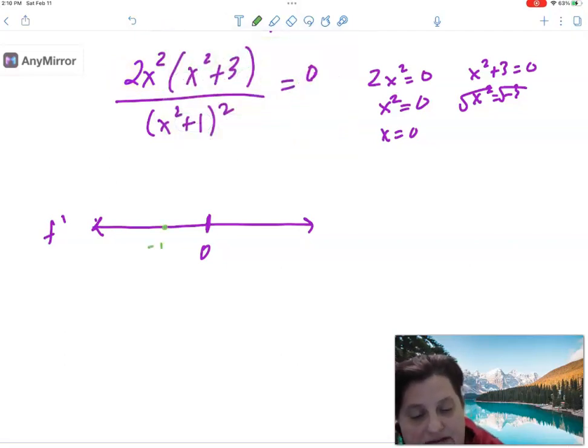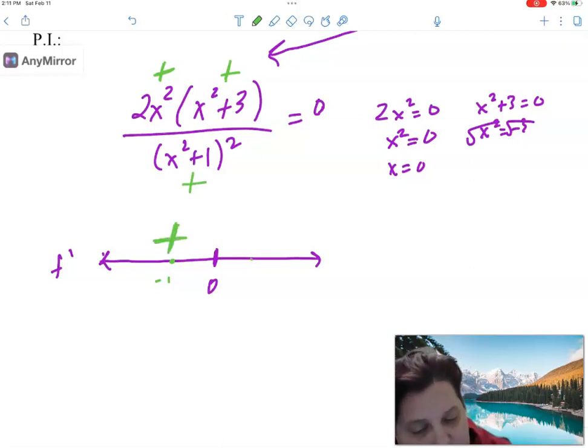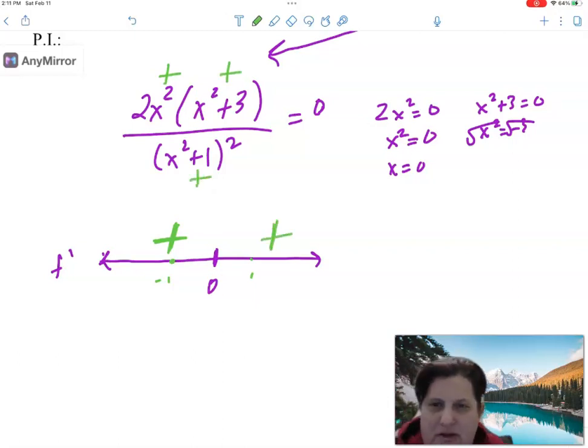Now let's say I want to test -1, okay? -1 squared is positive. -1 squared plus 3 is positive. -1 squared is positive, squared is positive. All those positives make it positive, okay? Now let's test 1. 1 squared is positive. 1 squared plus 3 is positive. 1 squared plus 1 is positive. So that's positive. That's kind of weird, right? And 0, it's a critical point, but it's not an undefined point.